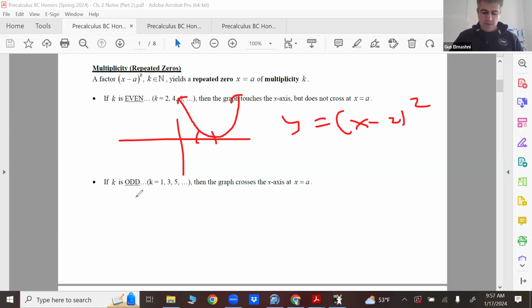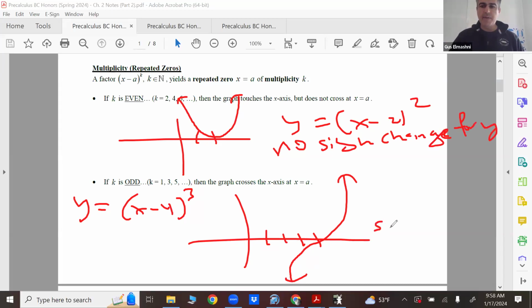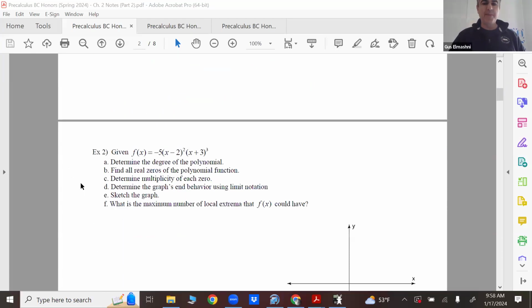If it's odd, let's say you have y equals (x minus 4) cubed. 1, 2, 3, 4. The graph will look kind of like this. It passes through, right? So y has a sign change on either side. So no sign change for the even case. For y here, sign change, for y there. Good. We're okay. All right. Great. Easy peasy. All right.